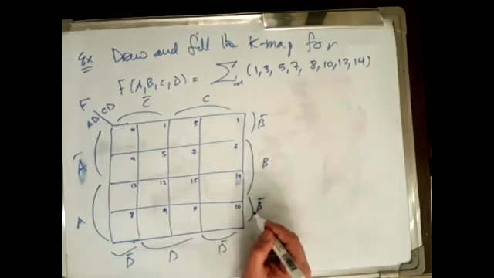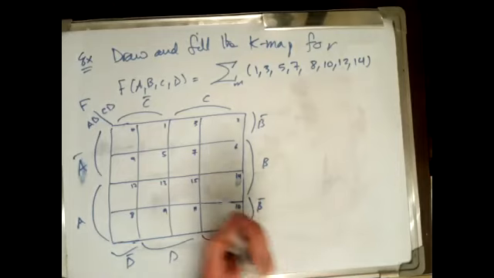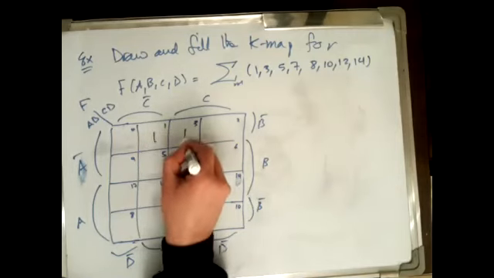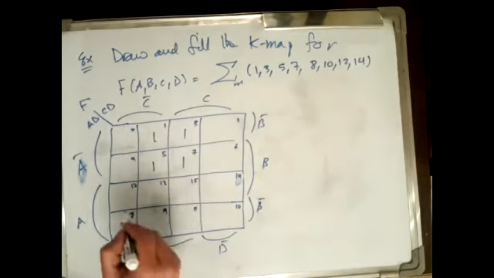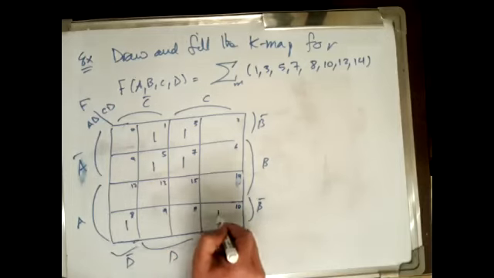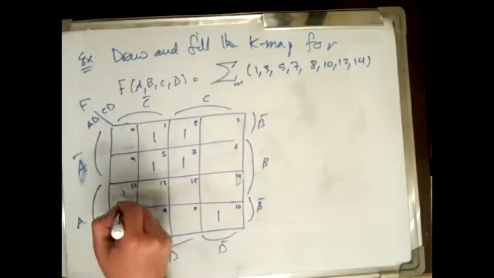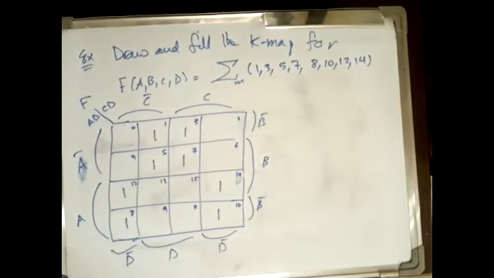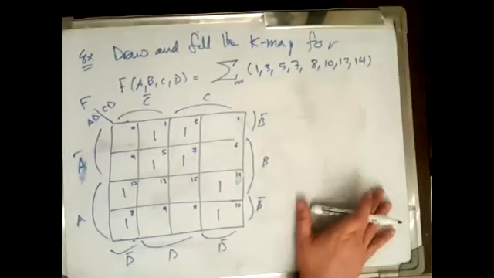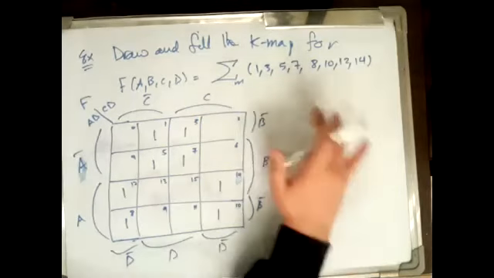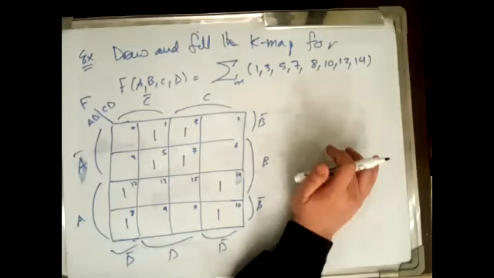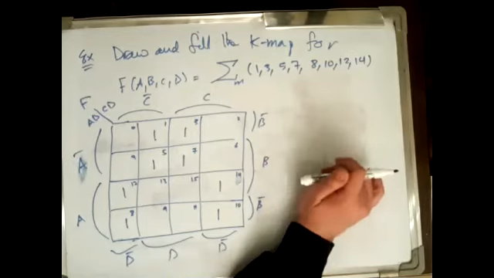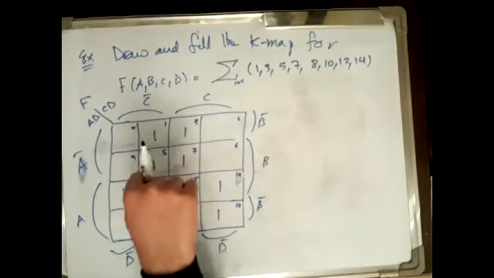Okay, so this is the map. We just filled the ones: at 1, at 3, at 5, at 7, at 8, 10, at 12, and 14. So this is the map. I want you to leave some space at home to try to simplify this function using algebra, and try to match what you get with what we will do now.